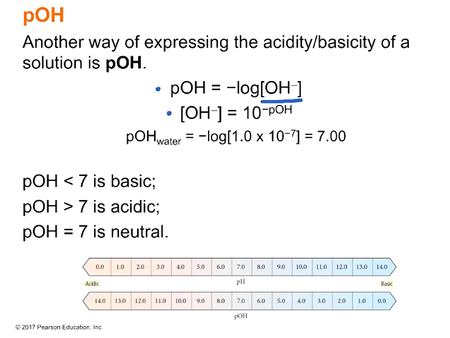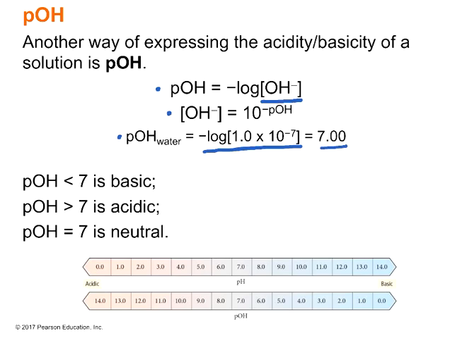So for example, in water, we know that the concentration of hydroxide ions is equal to 1 times 10 to the negative 7. So the pOH of water would be equal to the negative log of 1 times 10 to the negative 7th, which would just give us a value of 7 again.